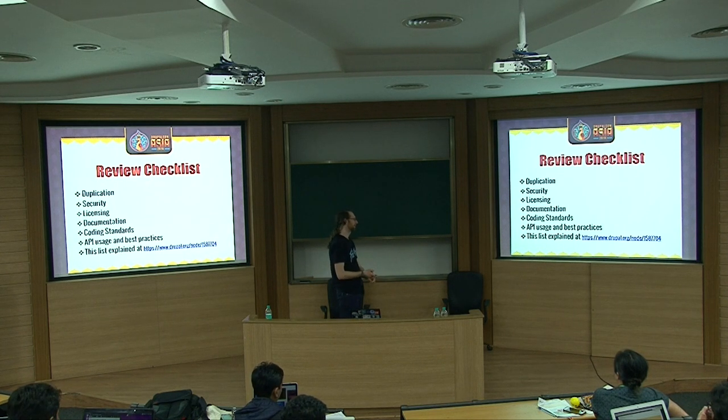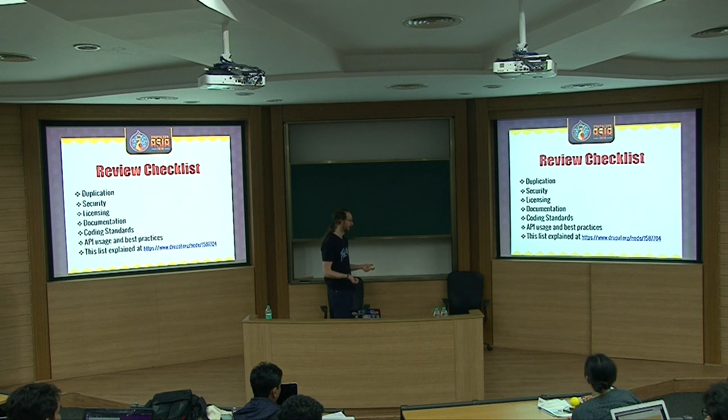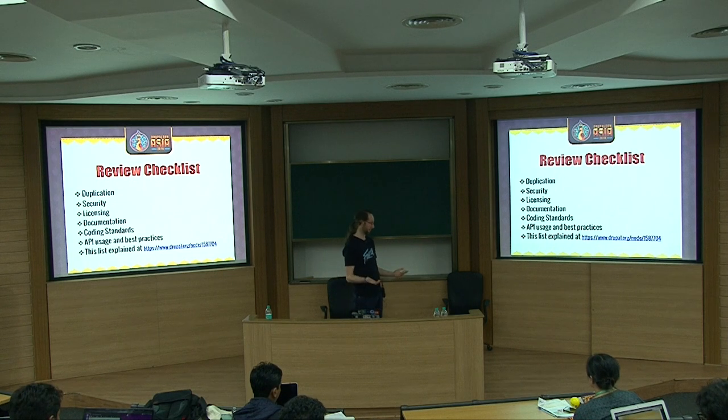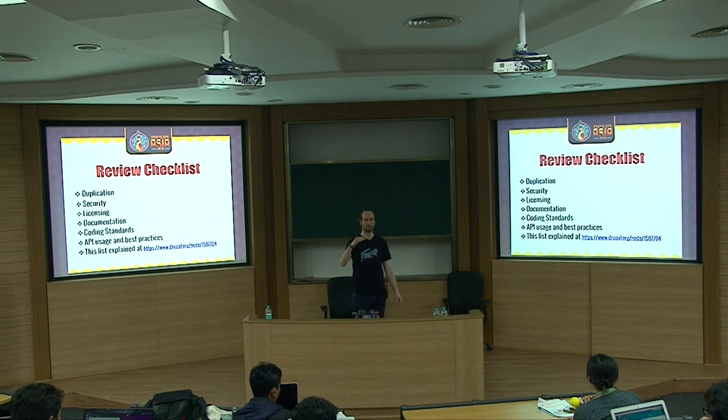So they make sure there's no duplication, that the module doesn't already exist. They check for security and licensing. Those are the most important parts. But they also take a look, is there documentation? Is it obvious to users how this module can be used? Does it follow the coding standards? Is the code usable? How is the API usage? Are they abusing something? Is there maybe an SQL injection or some other weakness that could be exploited? And there's also a link in there which explains that list, which gives you a point-for-point checklist that you can just go through and make sure that the code follows that.